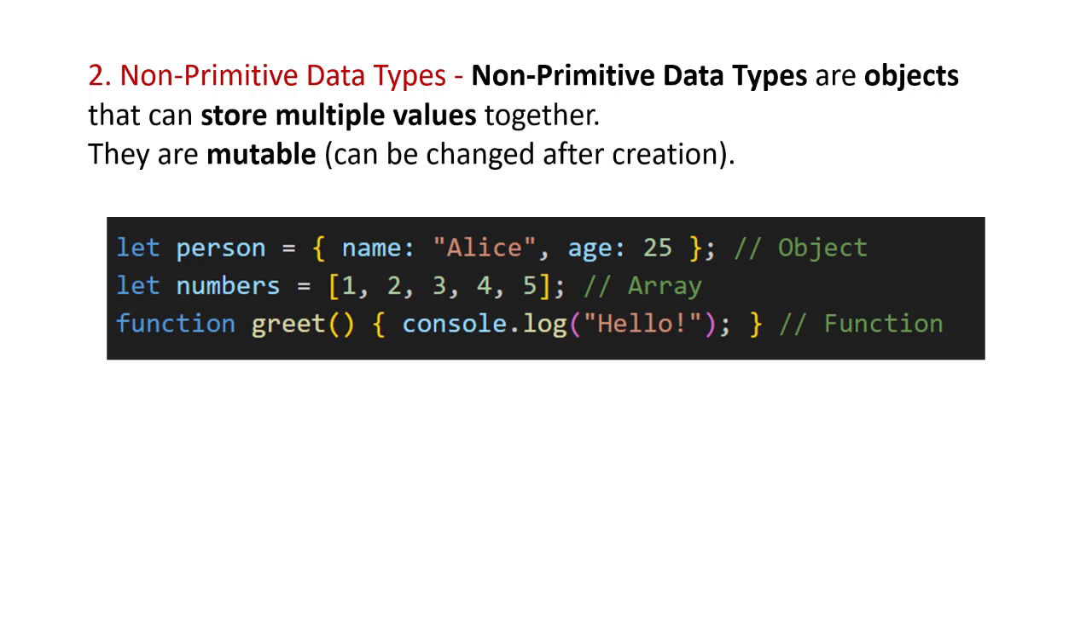Second, non-primitive data types. Non-primitive data types are objects that can store multiple values together. They are mutable and can be changed after creation. Here are some examples of non-primitive data types: array, object, and functions. This is the way you can declare them.